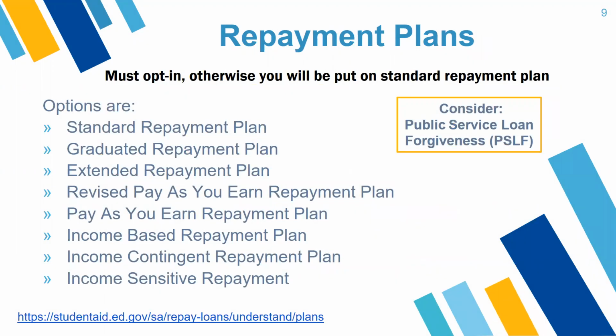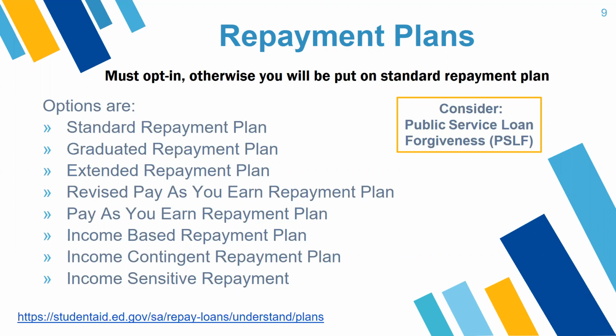There are many different options when it comes to repayment, and they all have different criteria for eligibility and pros and cons. For each of these repayment plans, you have to opt in. Otherwise, if you do nothing, you're just put on the standard repayment plan. The main differences in all of these plans are the time that they are given to repay your balance. For example, the standard repayment plan has a 10-year repayment period, while others have a 25-year repayment period.